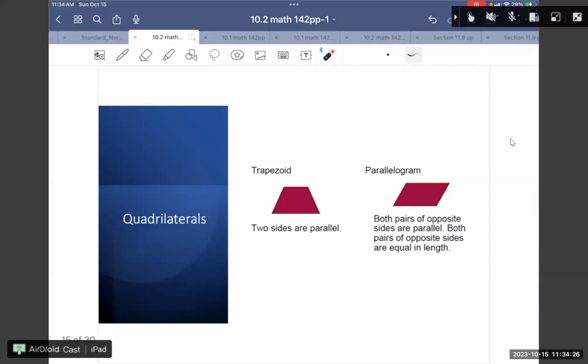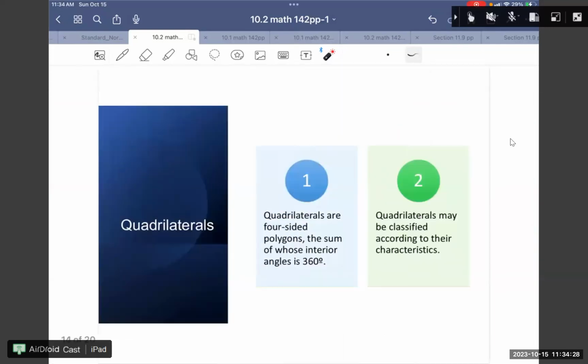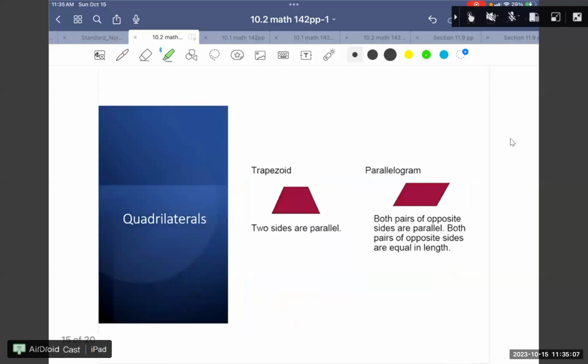For this, the formula is n minus 2 times 180, right? Here n is 4, so 4 minus 2, times 180, which is 360. So that is 360, that is perfect.